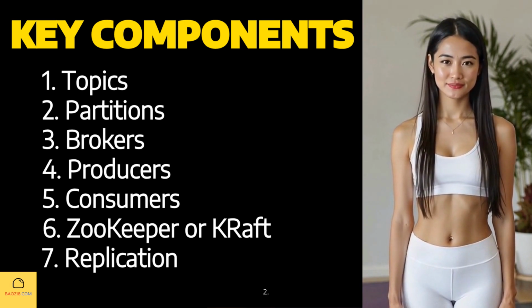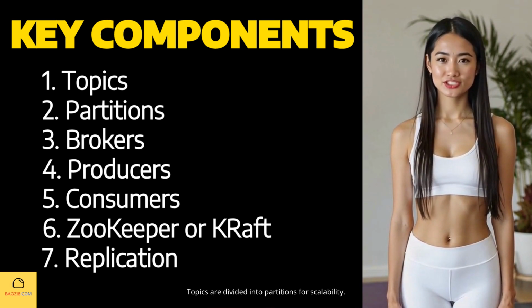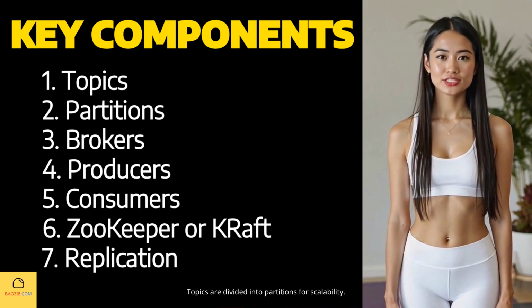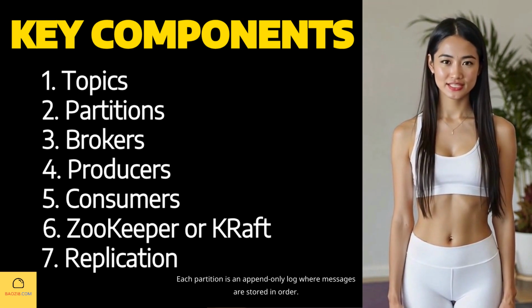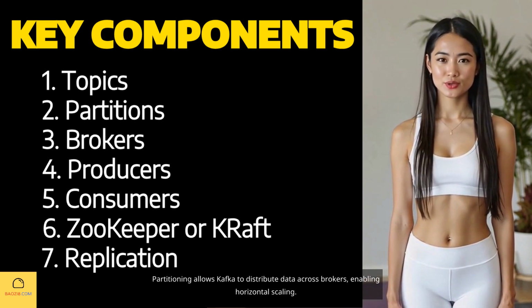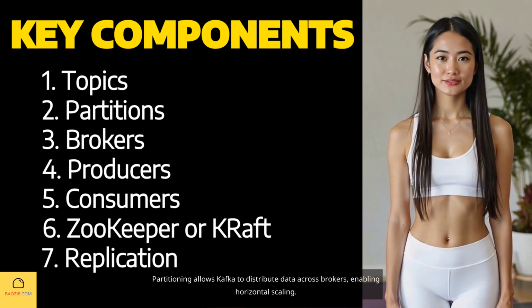2. Partitions. Topics are divided into partitions for scalability. Each partition is an append-only log where messages are stored in order. Partitioning allows Kafka to distribute data across brokers, enabling horizontal scaling.